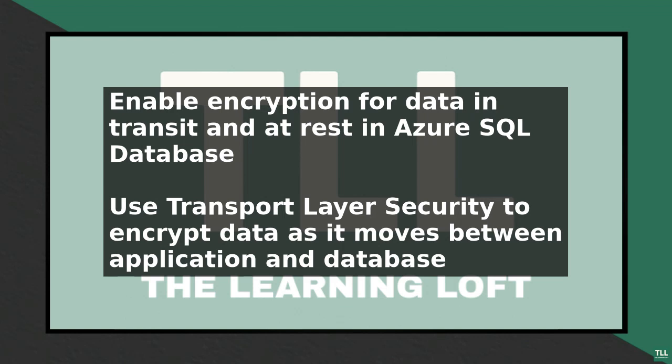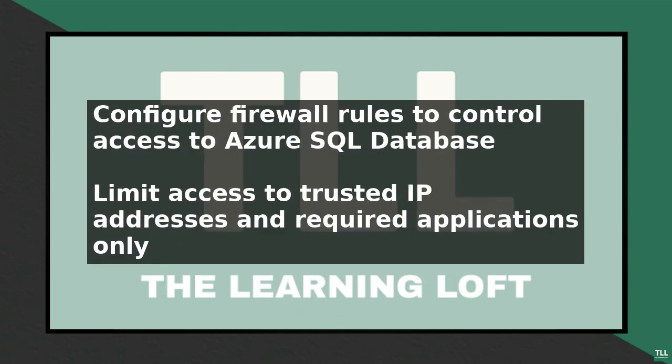First, enable encryption for your data in transit and at rest. Azure SQL Database provides automatic encryption for data at rest, but you must configure encryption for data in transit. Use Transport Layer Security, or TLS, to encrypt data as it moves between your application and the database.